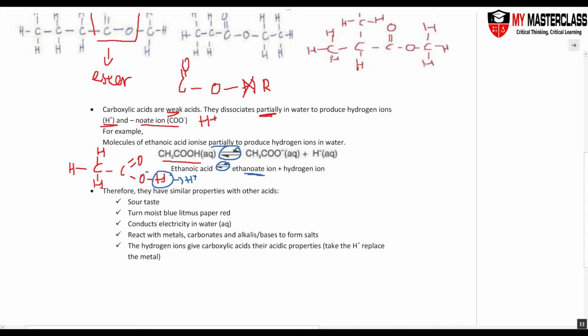Okay, your salt name, right, always changes to ATE. So the ethanoic acid gives you ethanoate. Sulfuric acid gives you sulfate, name ends with ATE. So all the carboxylic acids, the weak acids, they have a sour taste. They turn moist blue litmus paper red because they are acid. They conduct electricity in water because they ionize to give H+ and the anions. They act as mobile charge carriers to conduct electricity. They will react with metals, carbonates, alkalis and bases to give you salt. And then the hydrogen ions give the carboxylic acids their acidic properties.